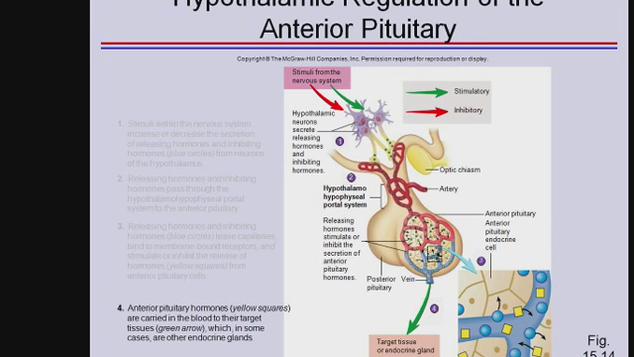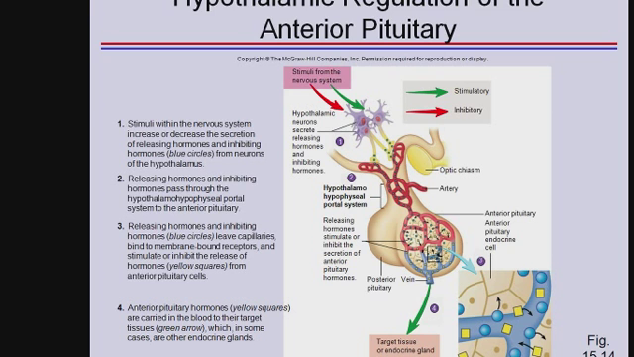The anterior pituitary hormones, the yellow squares, are carried into the blood to their target cells. You follow that green arrow and see how it moves to the target cells, which in some cases includes other endocrine glands.